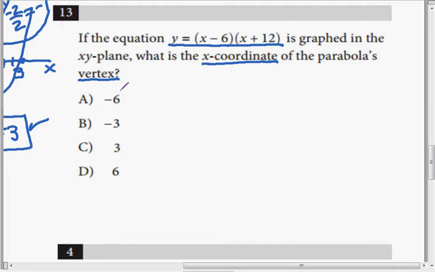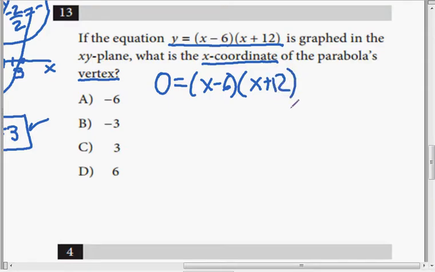All right, now that you've tried the problem, if I look at this problem, I know immediately I can find the x-intercepts. So I say 0 equals x minus 6 times x plus 12, because at my x-intercepts, I have y equals 0. It doesn't say to find the x-intercepts, but I know if I do, I can find the vertex, and that's what we want. So first of all, 0 equals x minus 6, or 0 equals x plus 12.